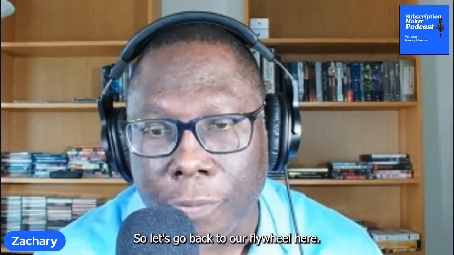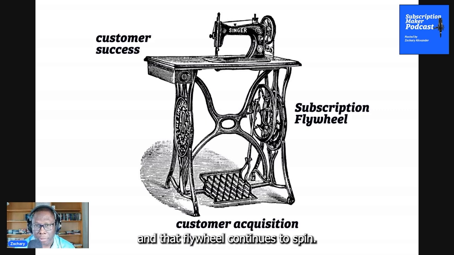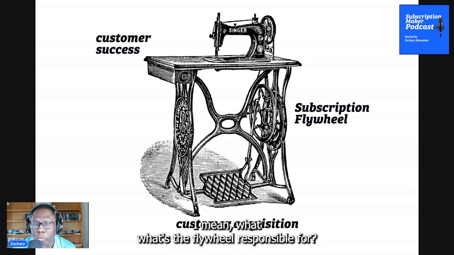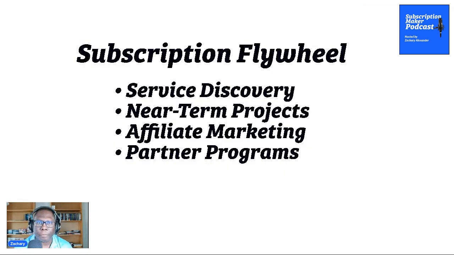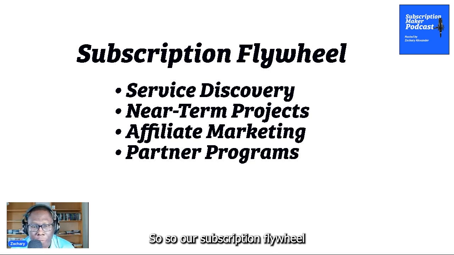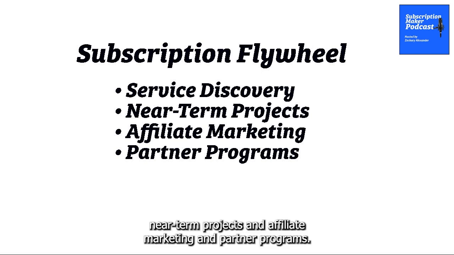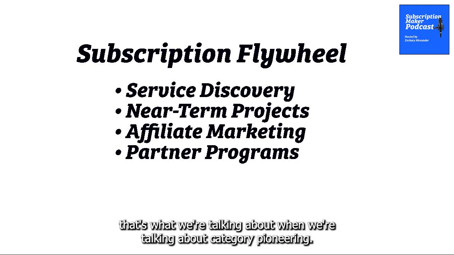So let's go back to our flywheel here. We have our flywheel, and that flywheel continues to spin. Now, what does that look like for a subscription business? I mean, what's a flywheel responsible for? I guess is one way of saying that. So our subscription flywheel is responsible for service discovery, near-term projects, and affiliate marketing and partner programs. Now, when we say service discovery, that's what we're talking about when we're talking about category pioneering.